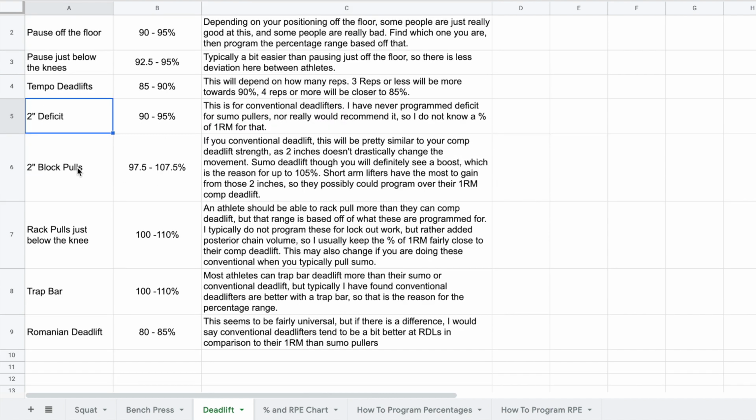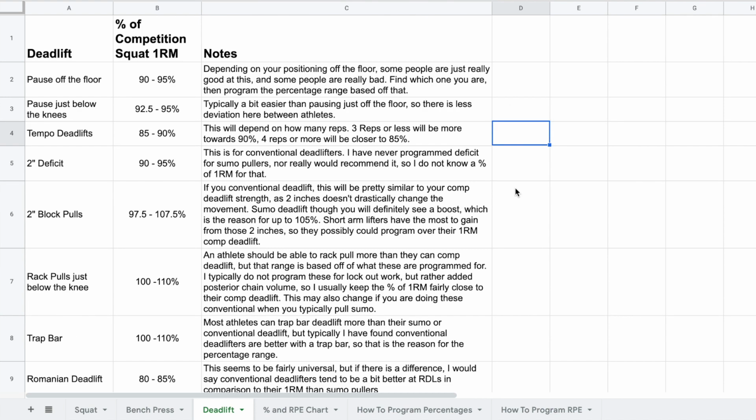2-inch deficit I put here, that is only for conventional deadlifters. I personally never program any deficits for sumo pullers. I know other people might do that. I just don't, so I don't have any input on that. This is simply for conventional pullers.